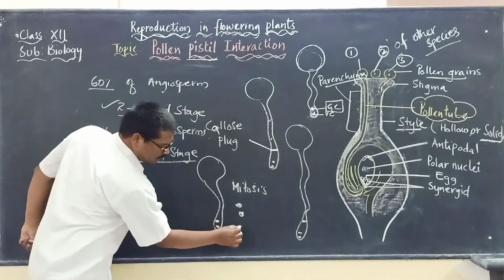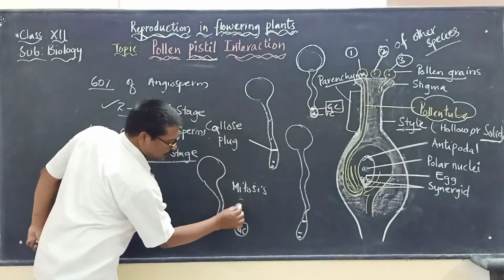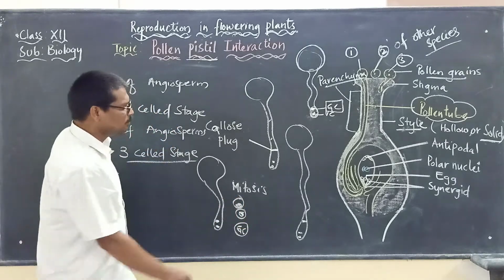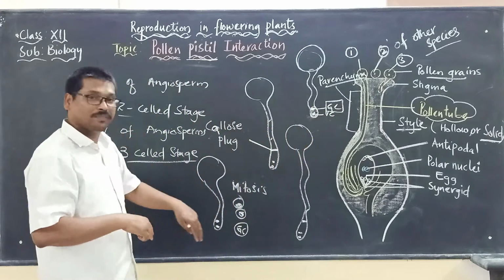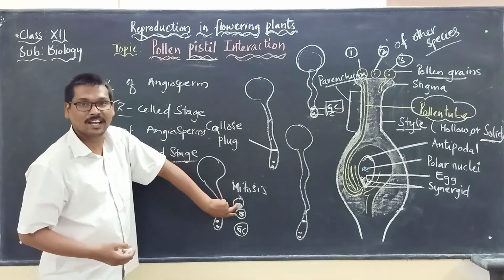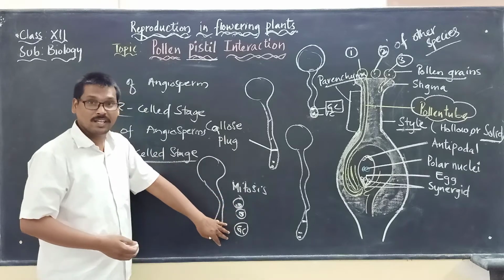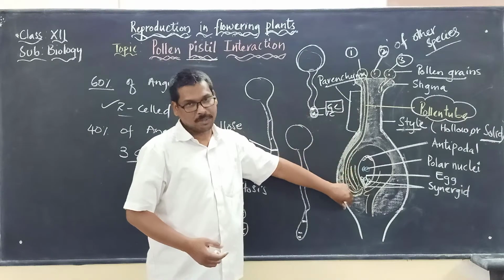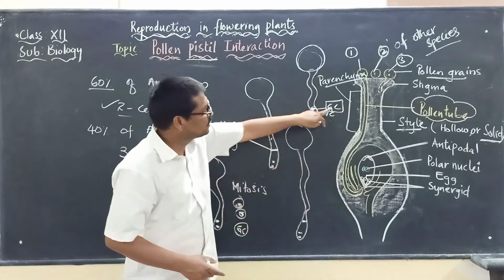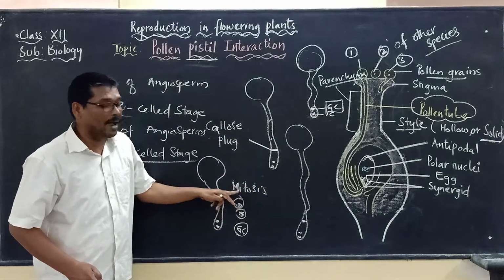And what is the other one? It is the vegetative cell. Actually, we said there is one generative cell and one vegetative cell. But here there are two cells now. This is seen when the pollen tube is germinating, when the generative cell divides into two by mitosis.